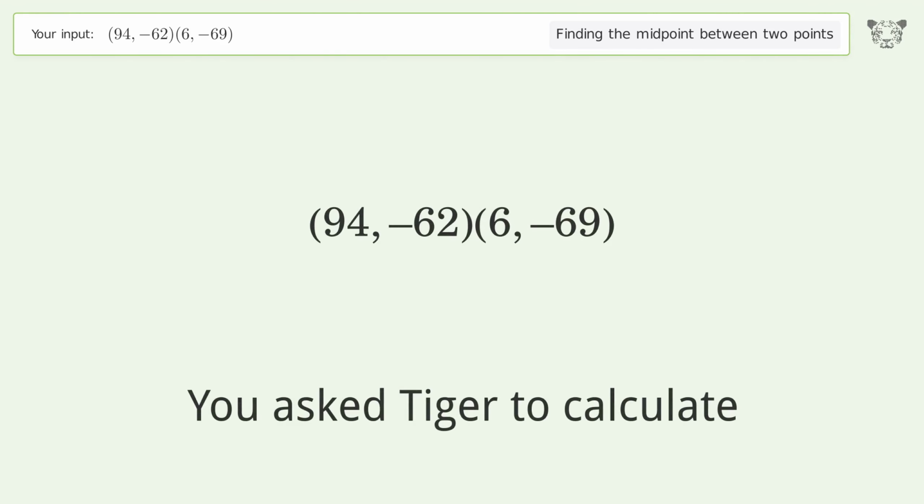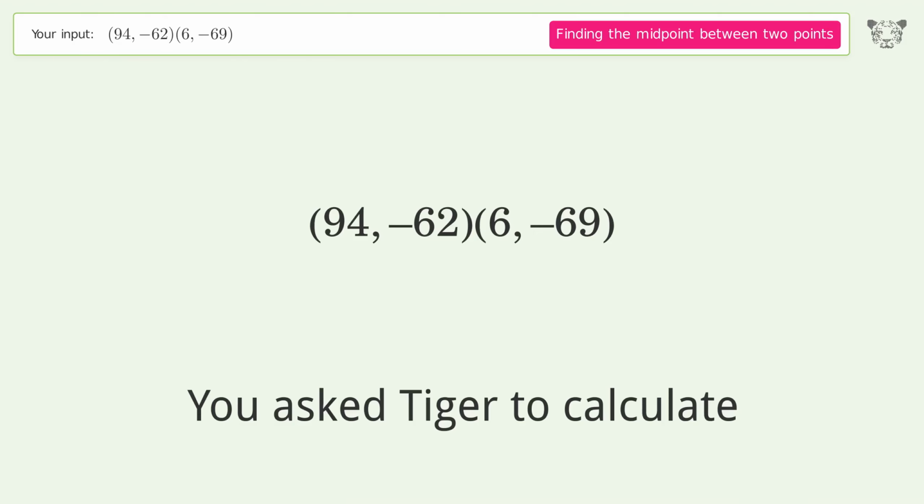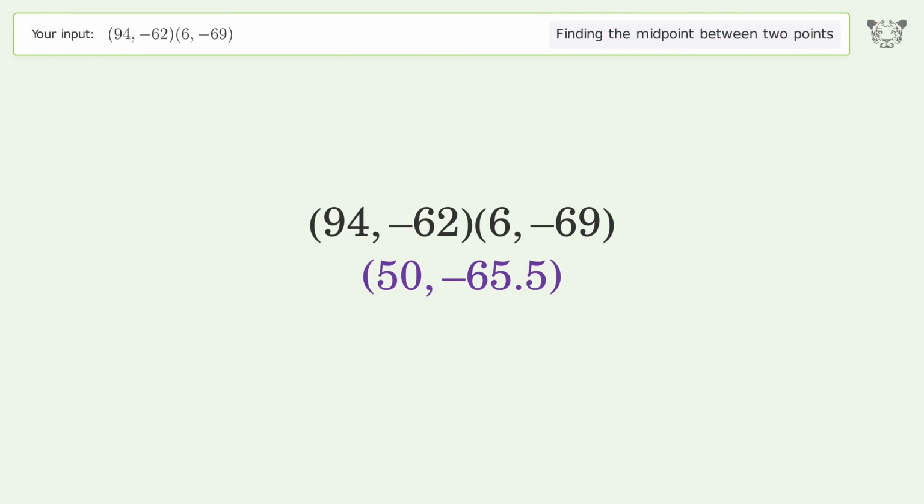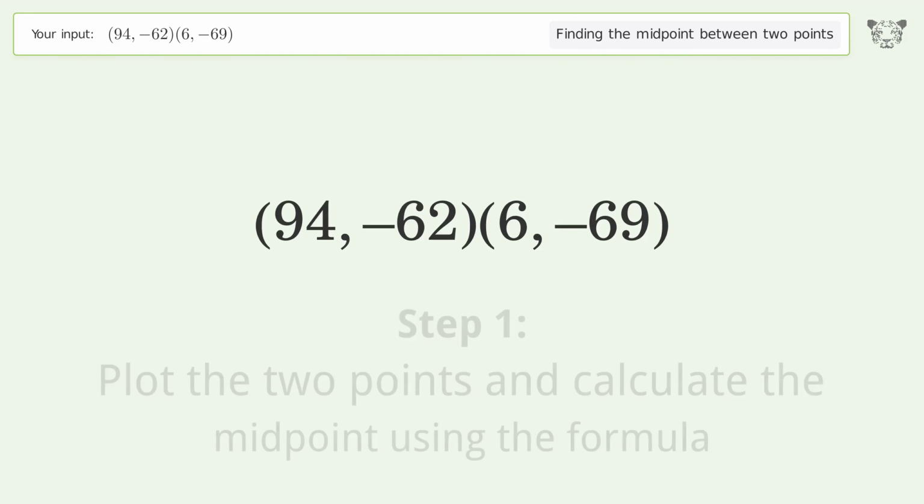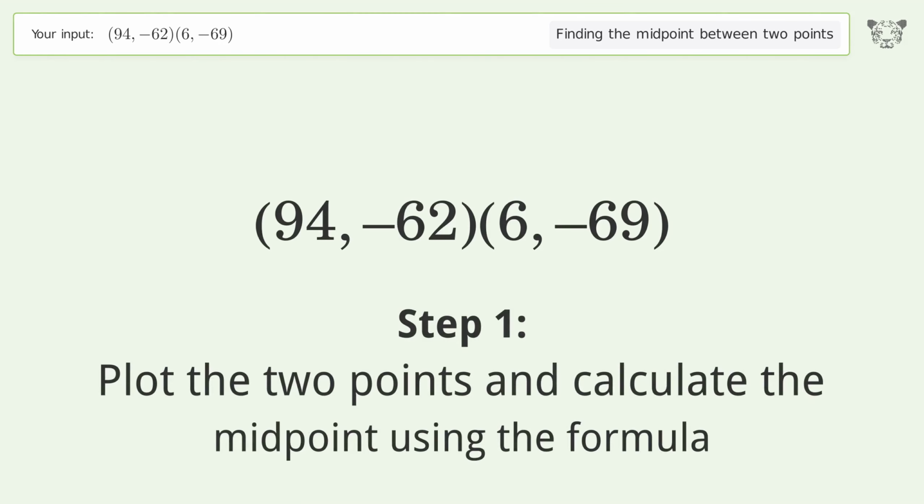You ask Tiger to calculate. This deals with finding the midpoint between 2 points. The midpoint between the 2 points is 50, negative 65.5. Let's solve it step by step. Plot the 2 points and calculate the midpoint using the formula.